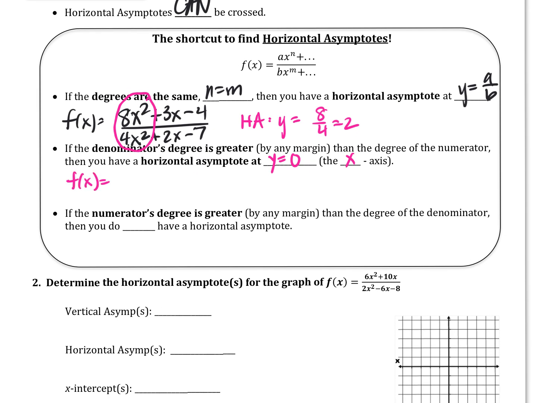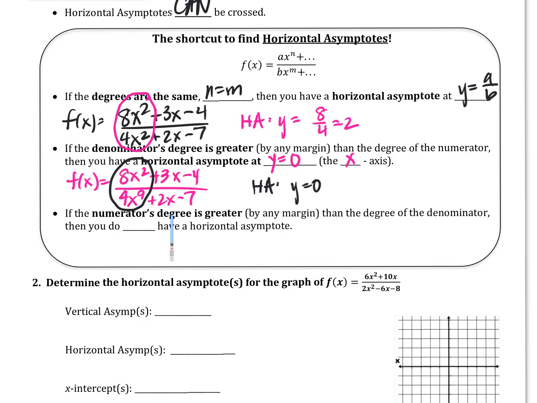So let's go ahead and use this same example from right here. What if I've got 8x squared plus 3x minus 4? Give me something that would make the denominator's degree bigger. 4x to the 9th, did I hear? I dig it. Plus 2x minus 7. As Hayden pointed out, the only thing I changed was the exponent on the bottom. And because that exponent on the bottom is bigger, we're always going to have a horizontal asymptote at 0 every time. Last one's my least favorite.